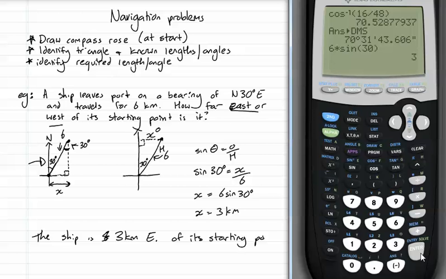So that's probably the easiest of the navigation problems, when we have one bearing only, one trip of a set distance, and we just have to work out how far east or west, north or south, we ended up away from our starting point. The next type of problems in the next video, generally non-right angled trig.